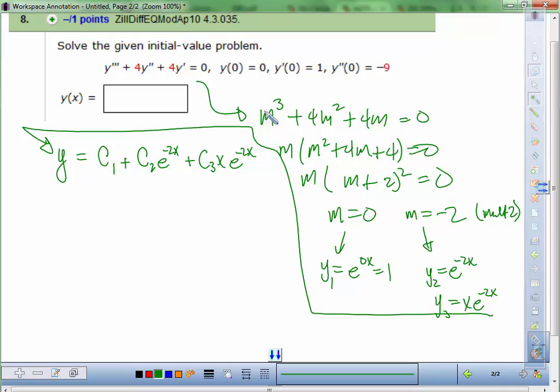Now we are going to use our initial conditions to help us solve for this. So it looks like we're going to need y of 0 is equal to 0, y prime of 0, and y double prime. So let's find y prime and y double prime. Y prime is negative 2c2 e to the negative 2x plus c3, and then I have to use a product rule, e to the negative 2x minus 2x e to the negative 2x.